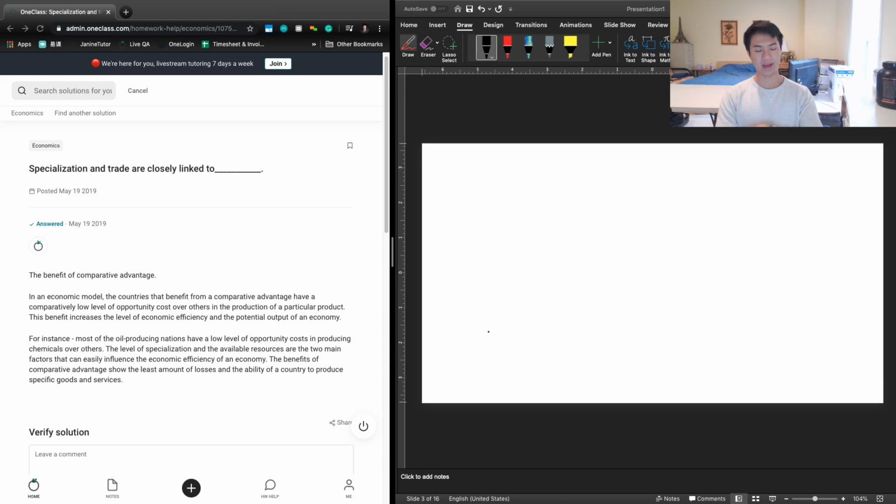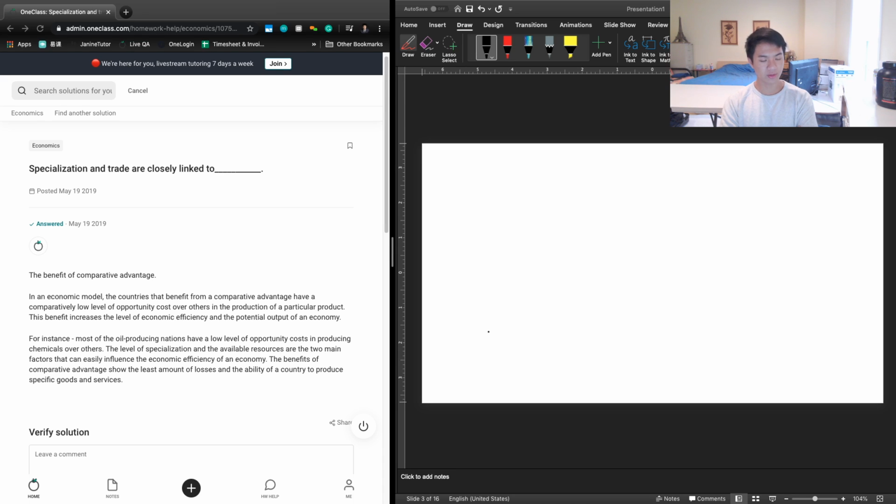So generally speaking, I would think that this would be a multiple choice answer, but it's not entirely impossible for this to be a fill in the blank. Specialization and trade are both very closely discussed when we talk about the production possibilities frontier and specifically about the idea of comparative advantage. And comparative advantage, if we think back to our two good model, is basically saying which country can produce one good at a lower opportunity cost than another country can.